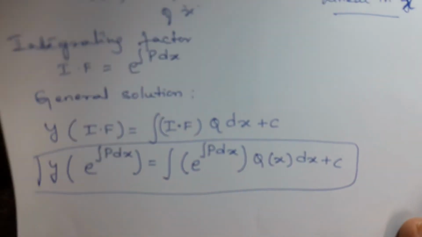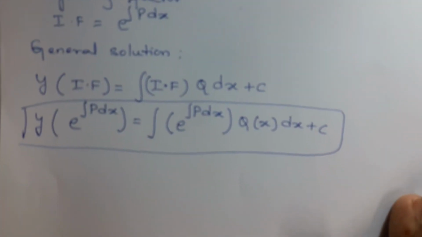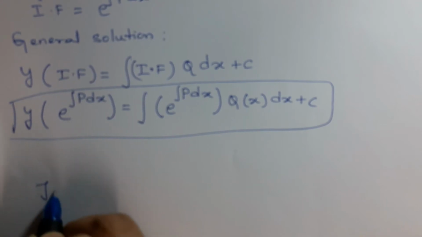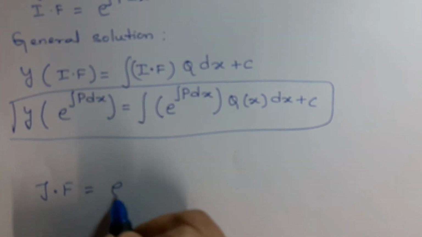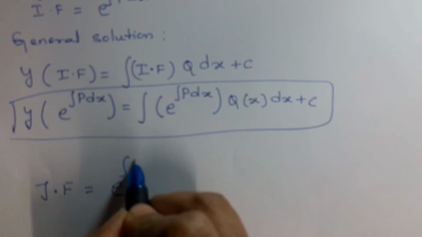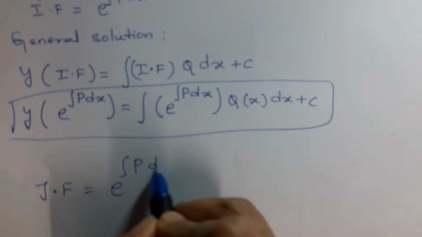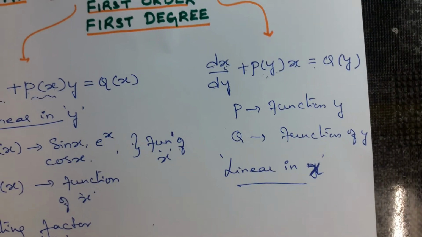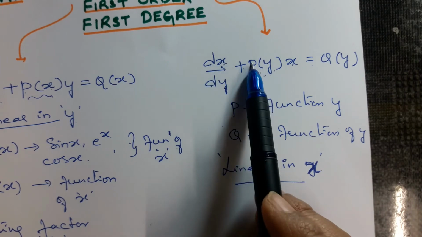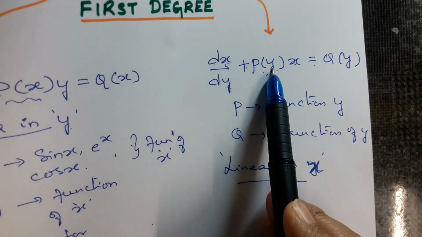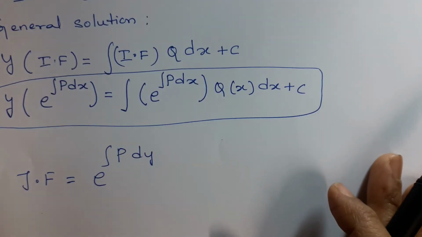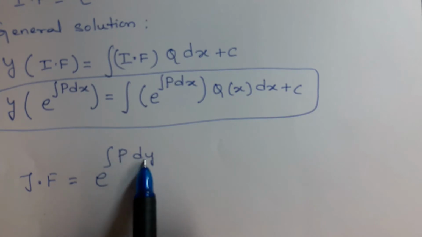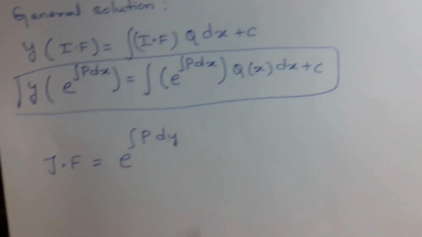Okay, so if it is linear in x, then the integrating factor becomes e to the power of integral p dy. Why do we write integral p dy? Because it is linear in x, p will be a function of y. Therefore, the integrating factor is e to the power of integral p dy, because p is a function of y. That means you have to integrate with respect to y. This is the integrating factor.